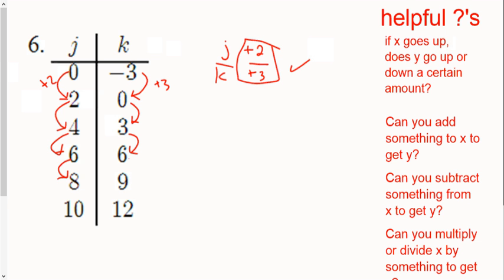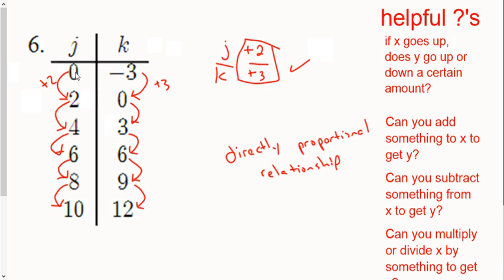6 to 8 was an increase of 2 for my J value. My K jumps up by 3, so it's happening. And in fact, it followed through for the entire table. So this is a directly proportional relationship shown in this table.